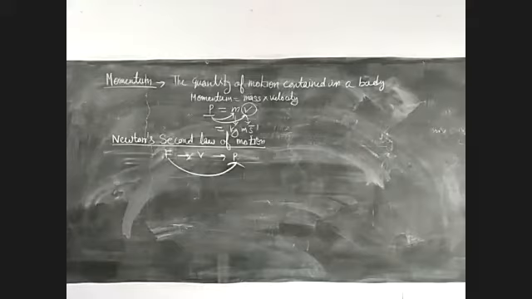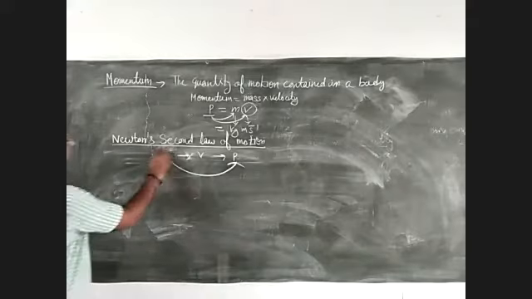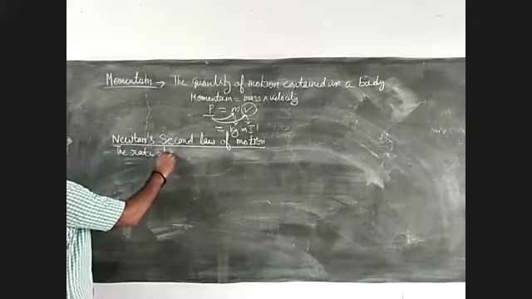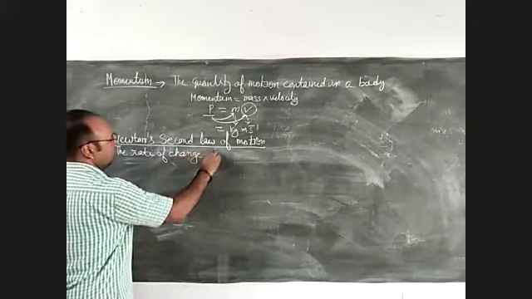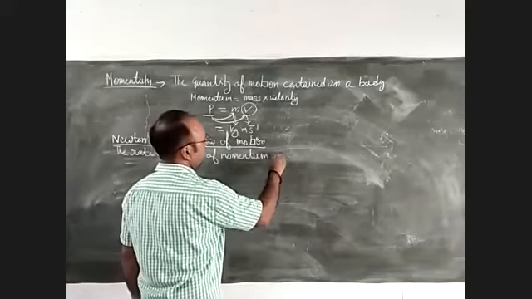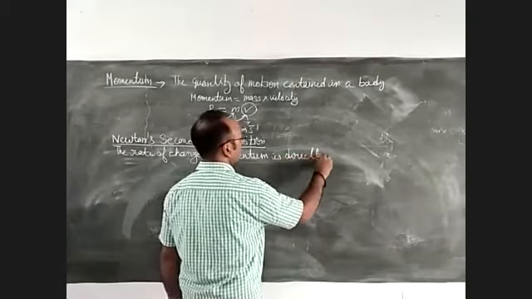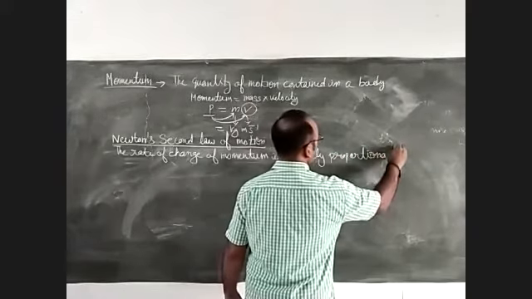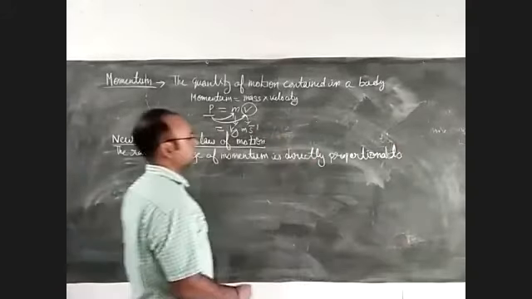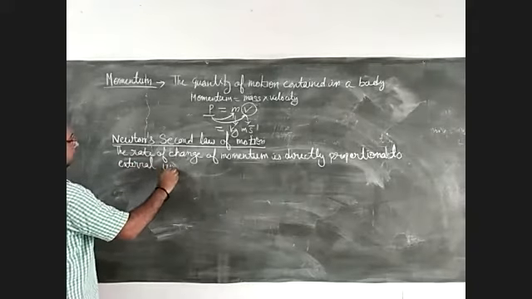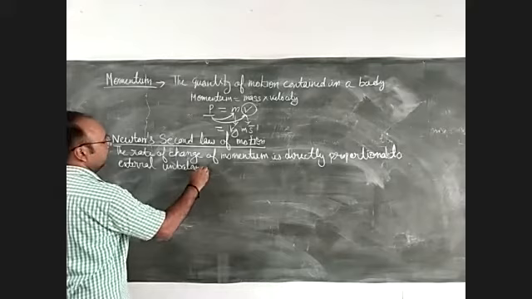So how can we write Newton's second law of motion? This is the definition of Newton's second law of motion. The rate of change of momentum is directly proportional to the external unbalanced force.